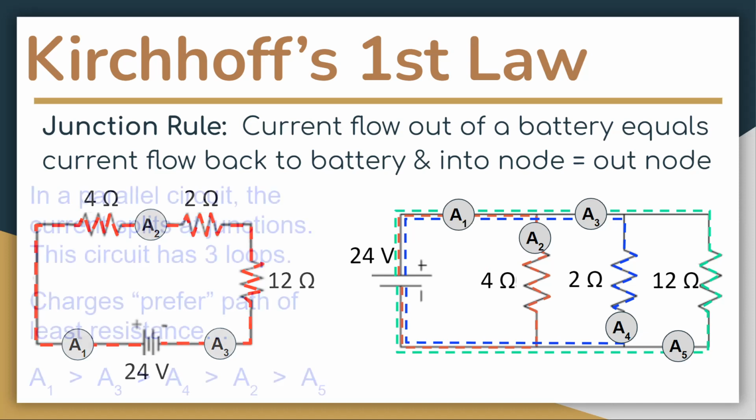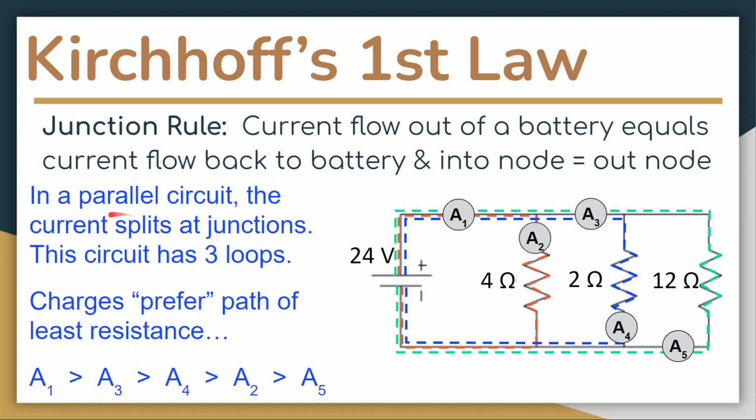If we were to rank them in a parallel circuit, again, your current splits at the junction. This circuit has 3 loops. You might want to write this phrase down: the charges prefer the path of least resistance. You guys have probably heard the phrase path of least resistance before. It comes from circuits, in terms of the science part. I'm sure people have used it in other ways as well. But you can apply that phrase here. So the charges prefer the path of least resistance.